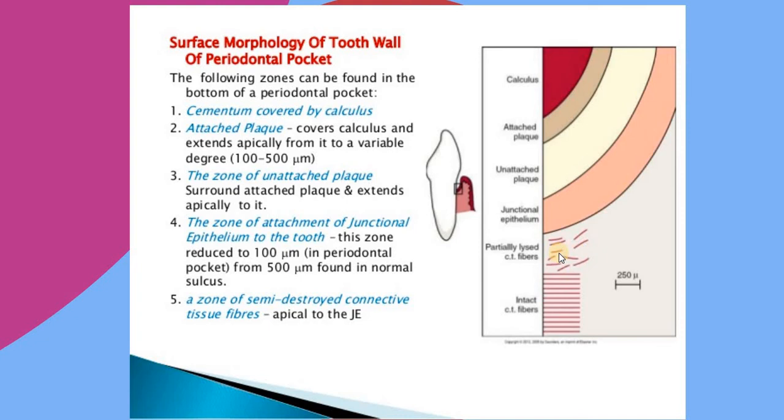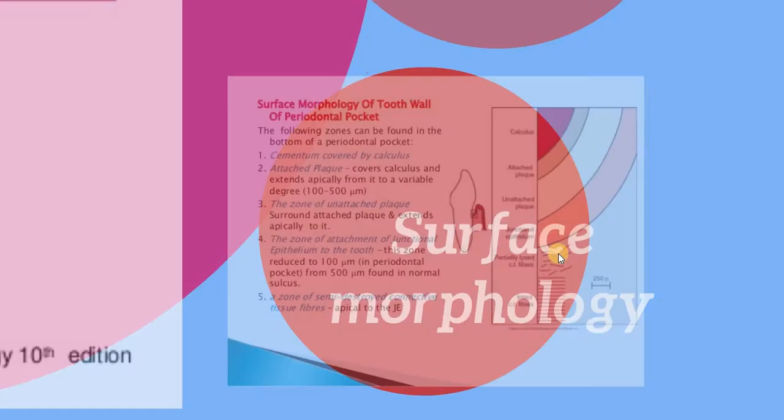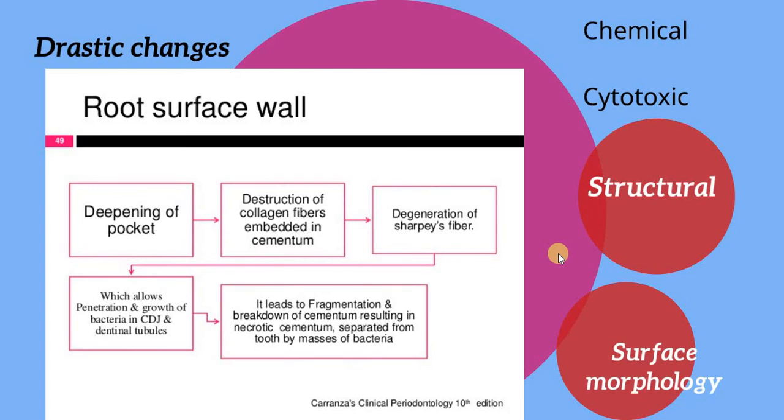So this area, the pocket wall, is a friable, weak area. It is continuously susceptible to various types of attack by bacteria and the different factors that affect the root surface. So this is regarding the changes: chemical, cytotoxic, structural, and the root surface morphology.